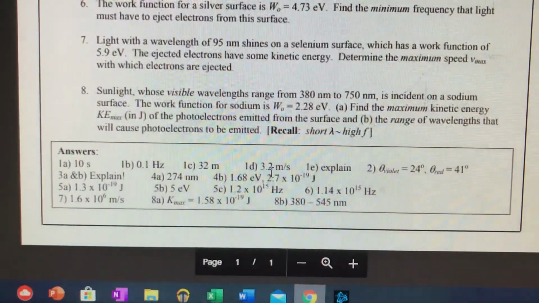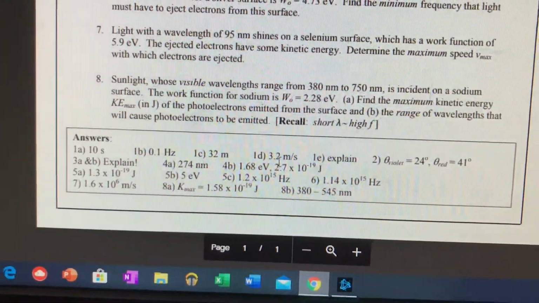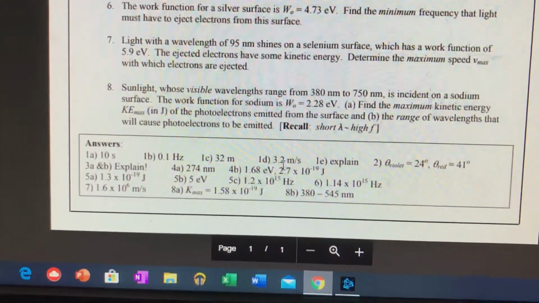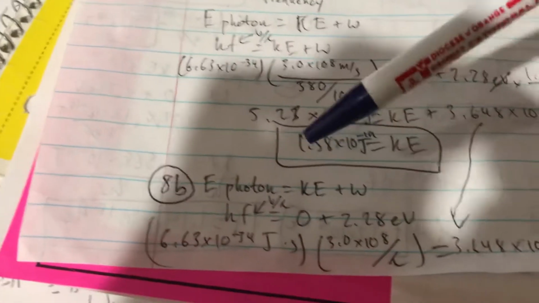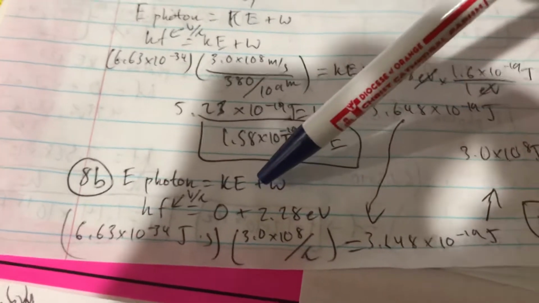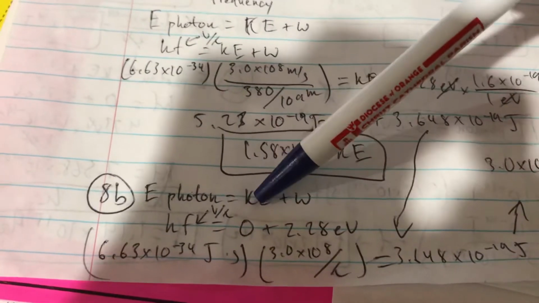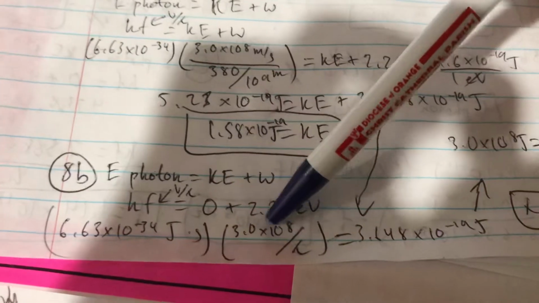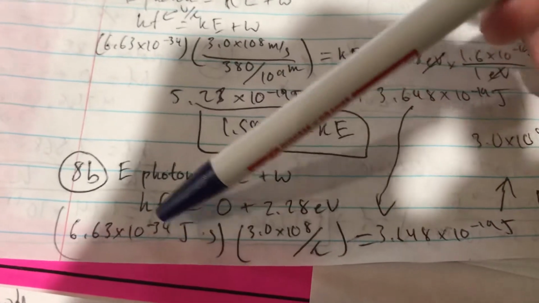8b then asks for the range of wavelengths that would cause photoelectrons to be emitted. So first we need to find a threshold frequency. We can find a threshold frequency by E photon equals KE plus W, and since we want to find the minimum, we make KE equal to 0, and we plug and chug basically.